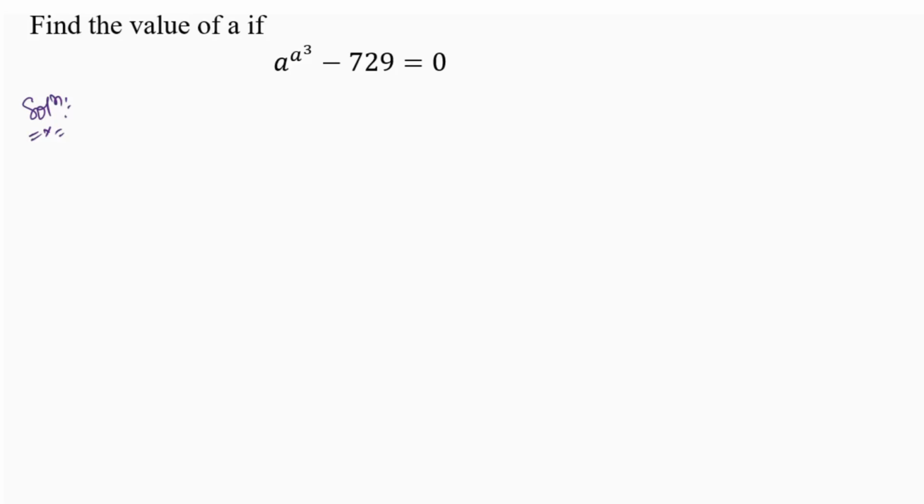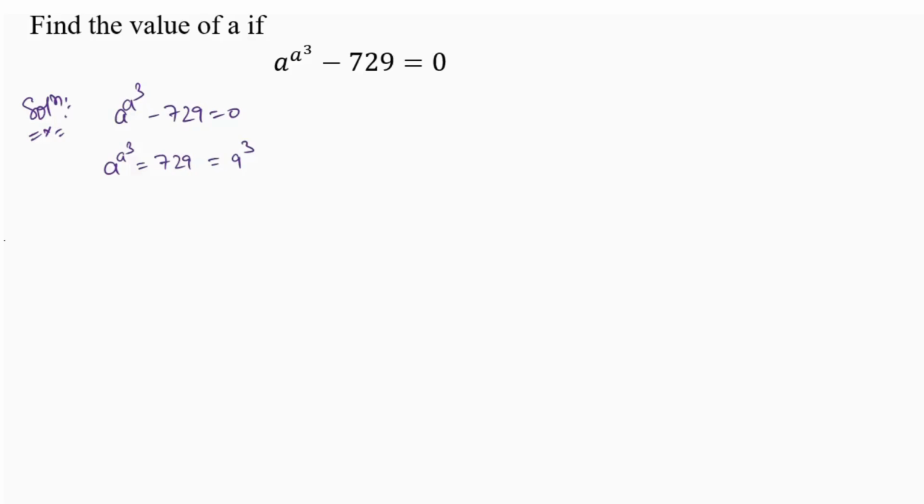Today we are going to solve an exponential problem in which we have to find the value of a. We are given a raised to power a cube minus 729 equals 0. So this can be written as a raised to power a cube equals 729, and 729 can be written as 9 raised to power 3.